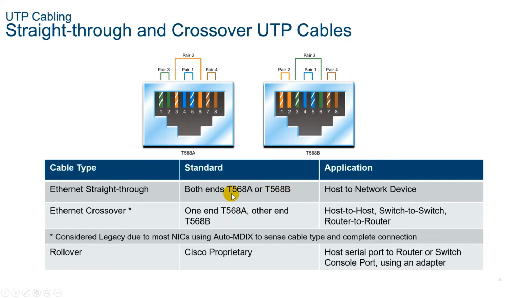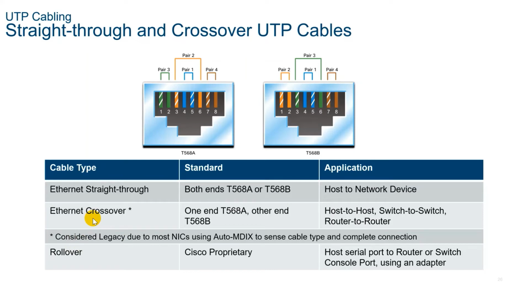The 568A has these color combinations: white-green, green, white-orange, blue, white-blue, orange, white-brown, and brown. Commonly used is the 568B standard: white-orange, orange, white-green, blue, white-blue, green, white-brown, brown. When you have this on both ends, this is an Ethernet straight-through cable, applicable to host to network device.